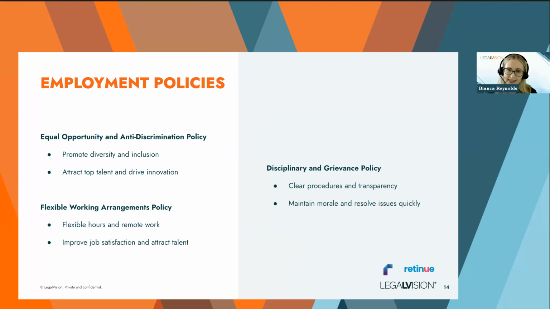And a few other policies to think about I've just outlined on the slide here. So, an anti-discrimination policy to promote diverse talent within your workplace. A positive working environment attracts top talent and helps to retain it. Also thinking about flexible working arrangements, offering remote work and different flexible working hours. Particularly if you can't pay market rate salaries, you can have a think about other non-cash benefits that you can offer to your employees, such as these kinds of policies. And then finally, a disciplinary and grievance policy.